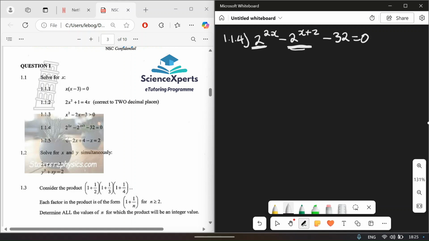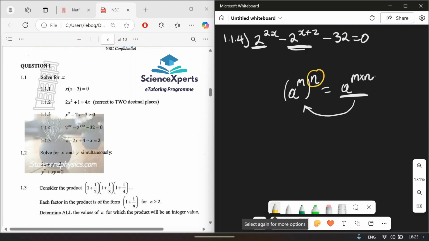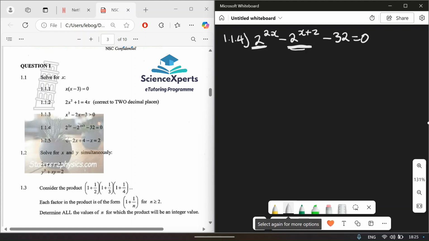You know that there's a law of exponents that says a to the m all to the n is equal to a to the m times n, right? So for us, with 2 to the 2x, we need to take it back there, but make sure that the 2 is outside. So this is how we're going to write it: 2 to the x all to the power 2, minus 2 to the 2, multiplied by 2 to the x.